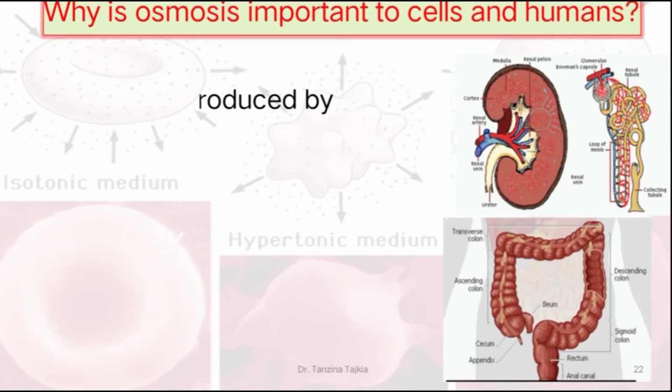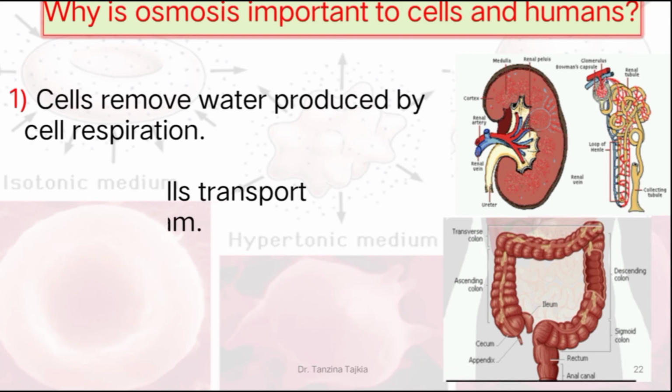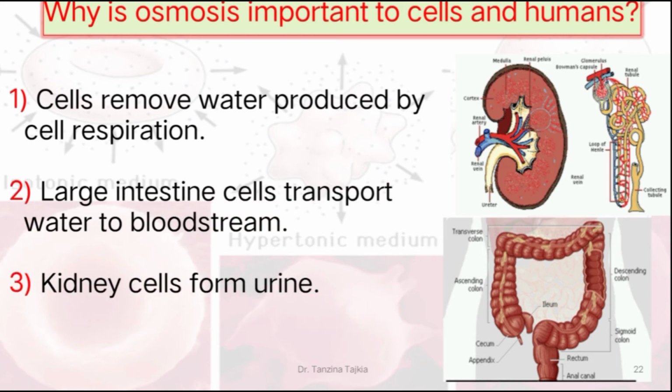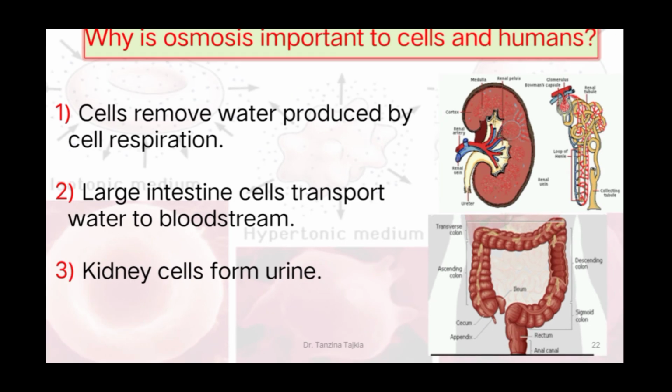Why is osmosis important in the cell? That means in humans, there are three important things. At first, cells remove water produced by cell respiration. Secondly, large intestine cells transport water through the bloodstream. Thirdly, kidney cells form urine.